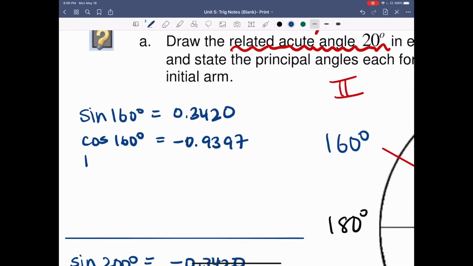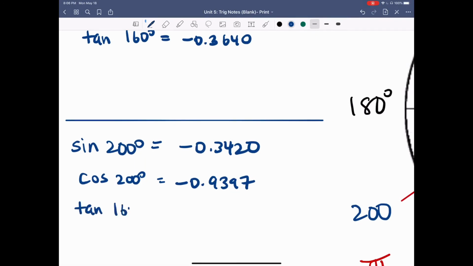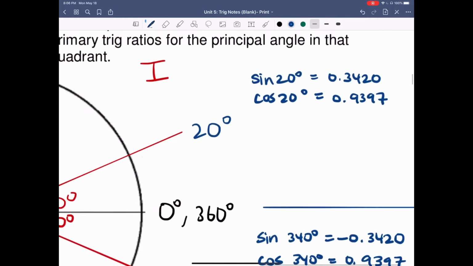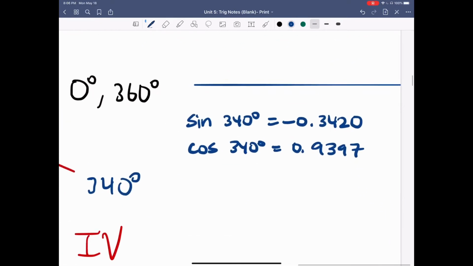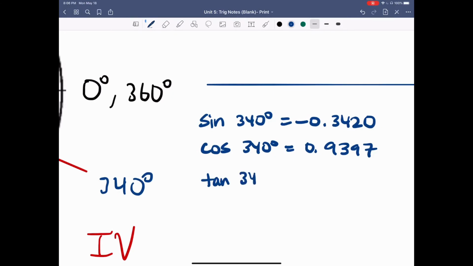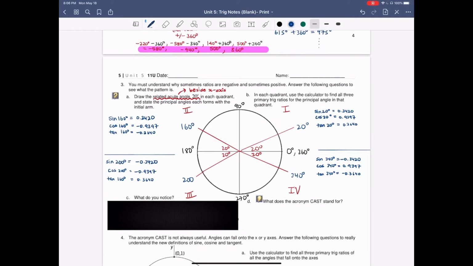Going on to tan of 160 degrees, I'm getting negative 0.3640. Tan of 200 degrees is 0.3640. Tan of 20 degrees, 0.3640. Tan of 340 degrees is equal to negative 0.3640. So again, for all sine, cosine, tan, I'm getting the exact same values, but different signs.